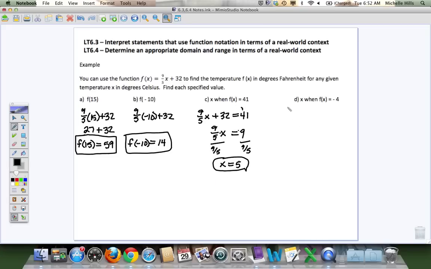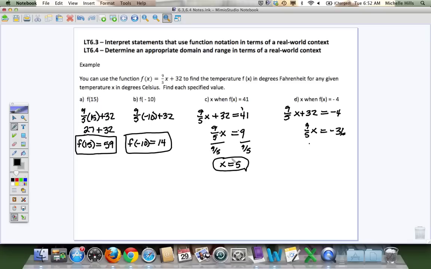In order to get f of x equal to 41, x itself would have to equal 5. Now, this one says, hey, what x value would I have to put in there now to get f of x equals negative 4? So when does 9/5 x plus 32 equal negative 4? Again, I would subtract 32 from both sides, so I'd have 9/5 x equals negative 36.